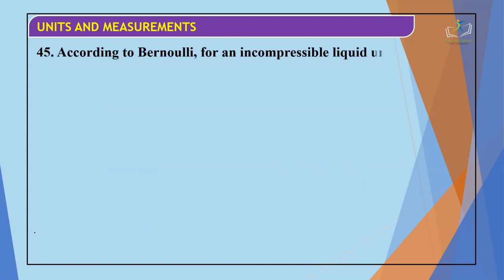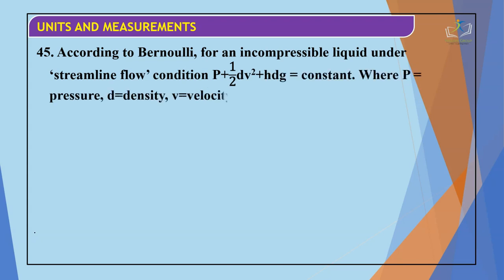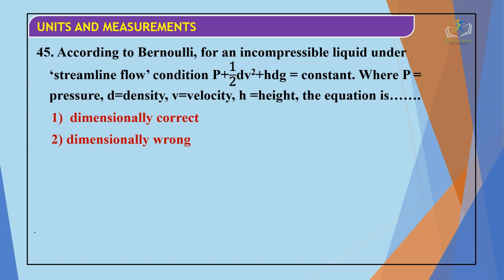Next question, we have: according to Bernoulli's condition for an incompressible liquid under streamline flow, P plus half dv square plus hdg is equal to constant, where P is pressure, d is density, v is velocity and h is height. The equation is dimensionally correct, dimensionally wrong, cannot be predicted, or none of these.